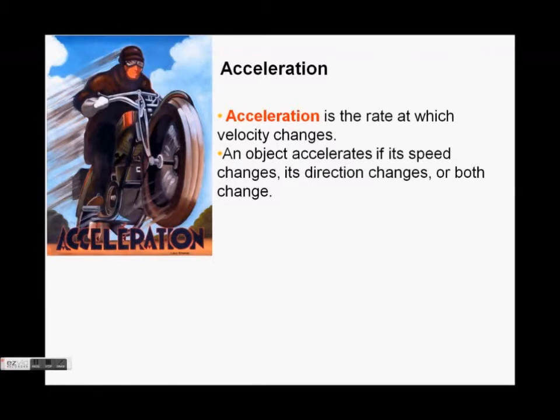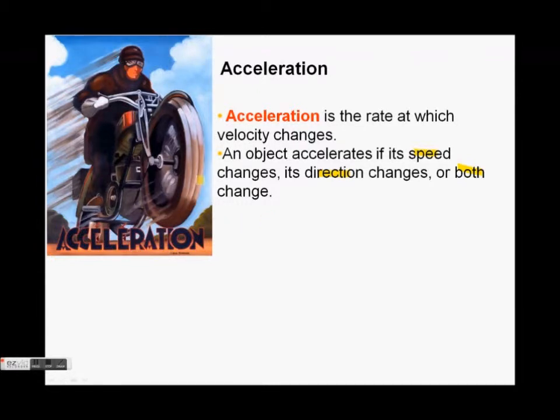Acceleration is the rate at which velocity changes. We learned about velocity already. Velocity is speed with direction. So an object accelerates if its speed changes, its direction changes, or both change. Speed, direction, or both. And that should make sense again with velocity, because velocity is speed with direction.